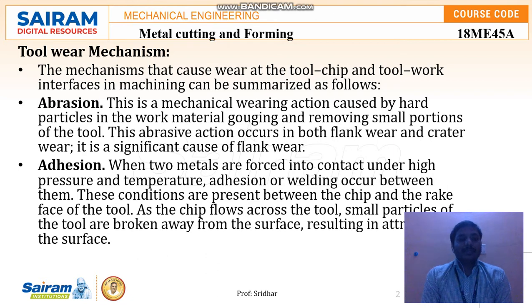The next one is adhesion. Adhesion is when two metals are forced into contact at high pressure and temperature. For example, in welding, we apply pressure and temperature in order to bring two metals into contact. These conditions are present at the chip and the rake face of the tool. As the chip flows across the tool, the flow of the chip process takes place across the tool.